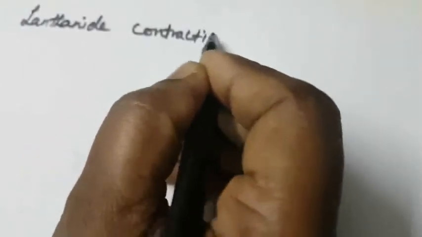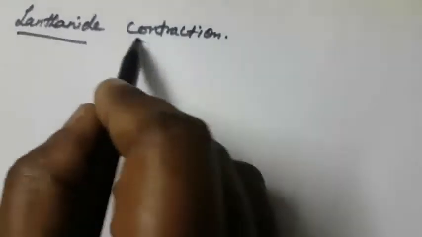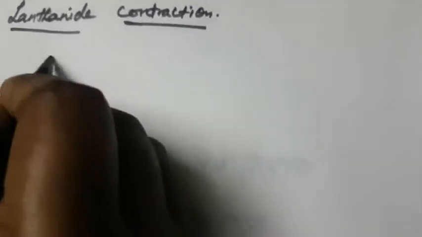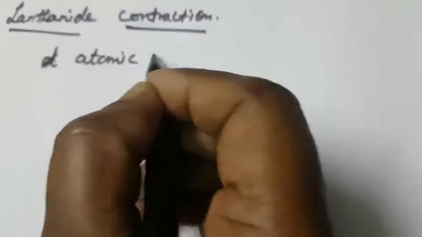Lanthanide contraction. So what is the word meaning of contraction? That is shrink. So it is the shrinking of the atomic size and the ionic size of the atom. So the atomic size decreases. What is meant by lanthanide contraction? First we are going to see that the atomic size decreases.